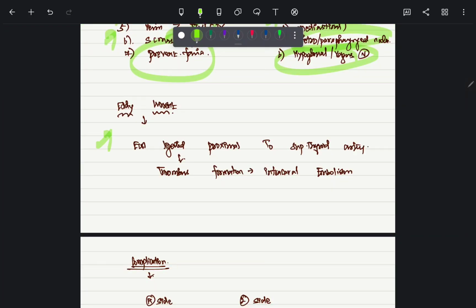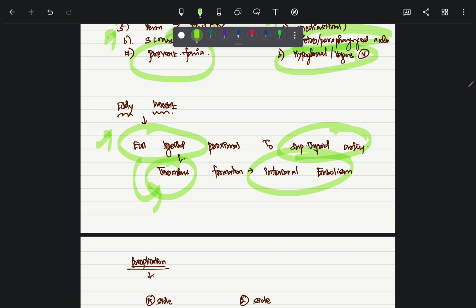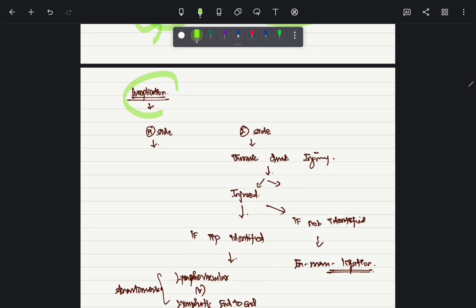So what is Eddy current? External carotid artery ligated proximal to the superior thyroid artery. Because of this, thrombus forms. Intracaval embolism present. So what are all the complications of radical neck dissection?